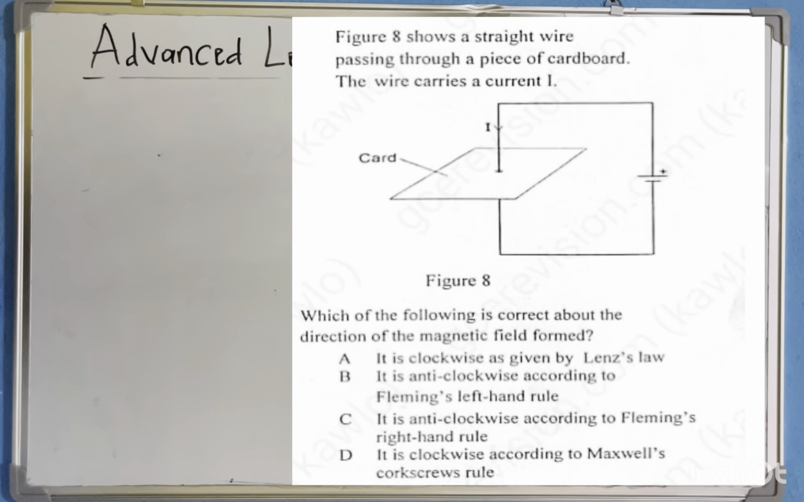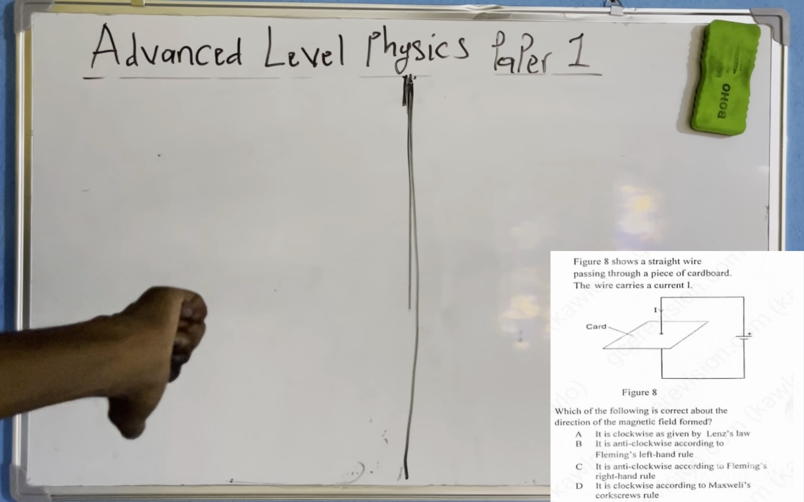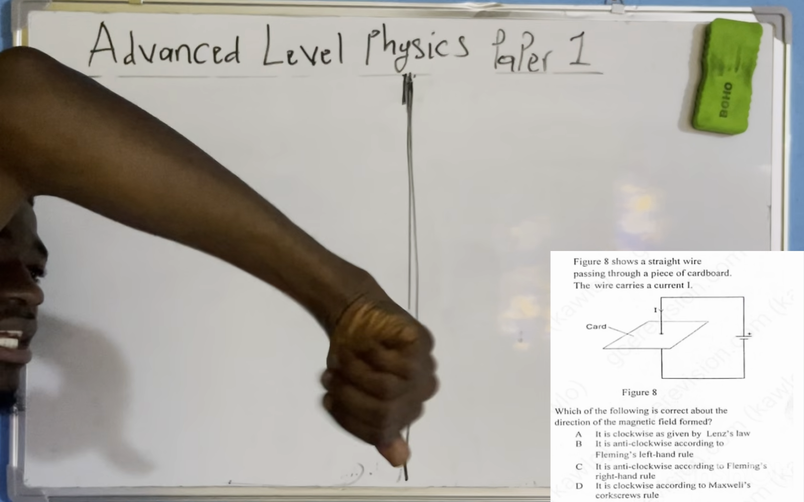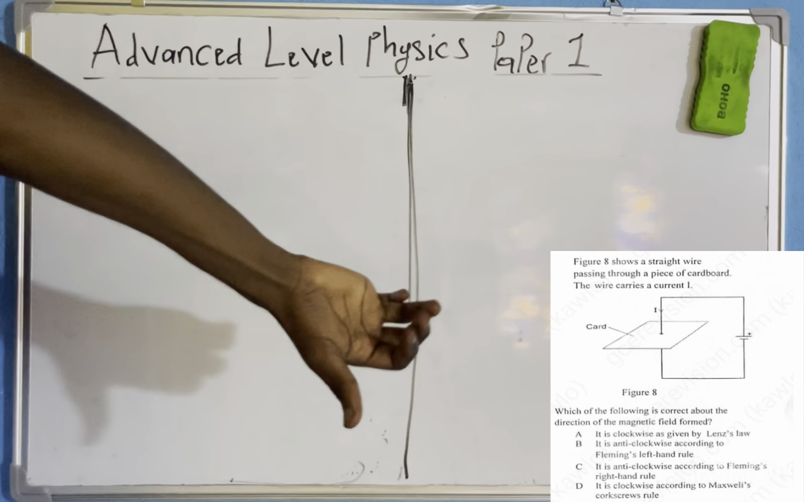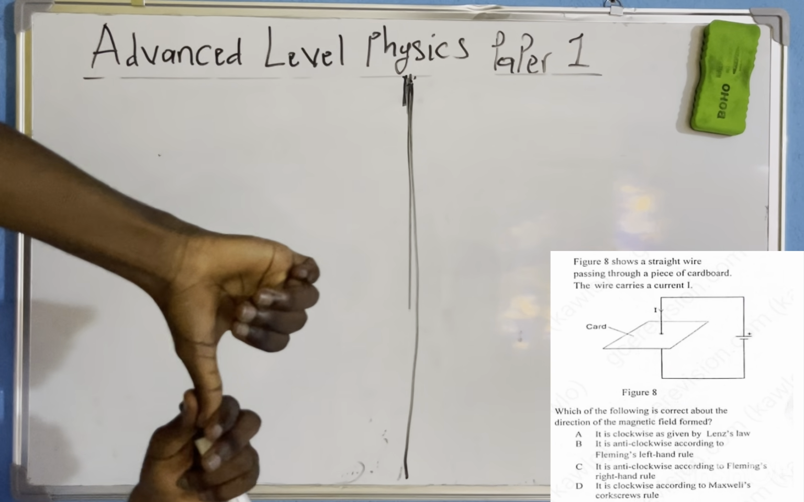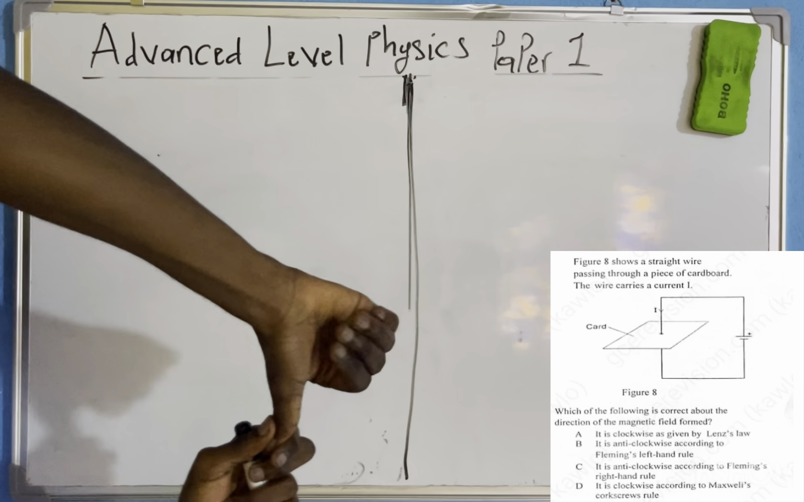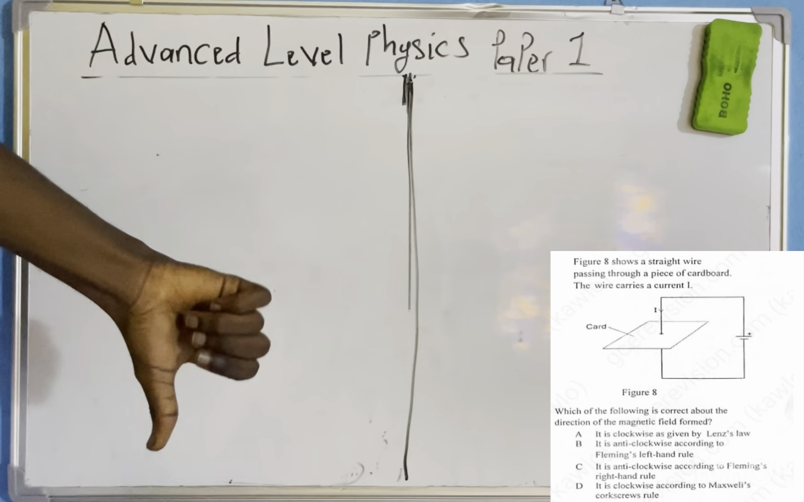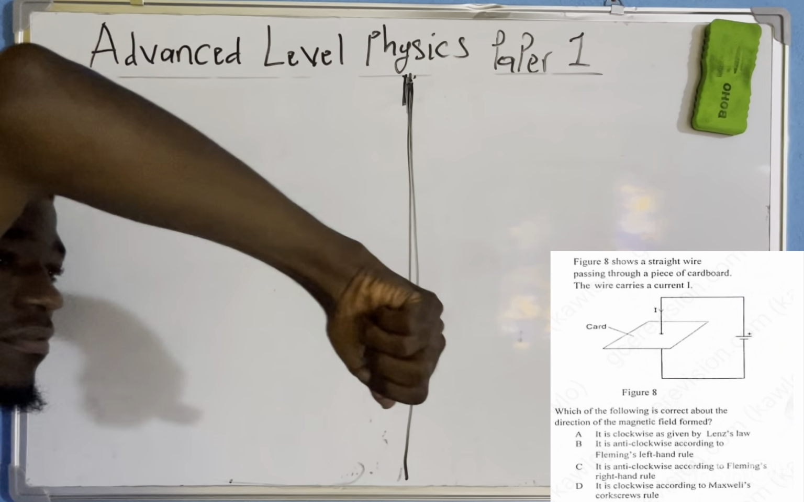Now, to find the direction of the magnetic field here, I have a conductor carrying current going downward. The best rule you can use is the right-hand grip rule. When you use the right-hand grip rule, look at how I'm doing. Since current is going down, the thumb is representing the current. I'm going like this, clockwise. You see that the direction of the field will be clockwise.